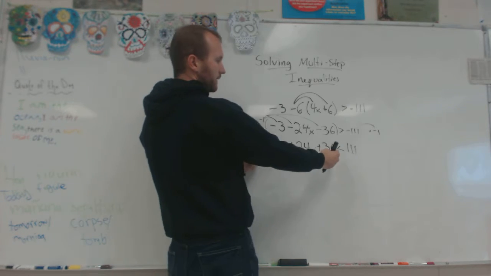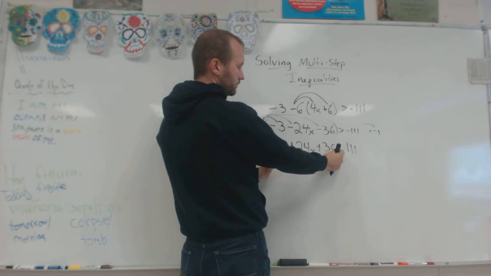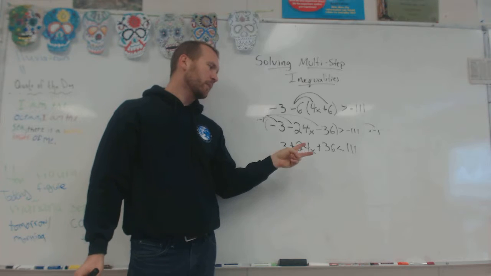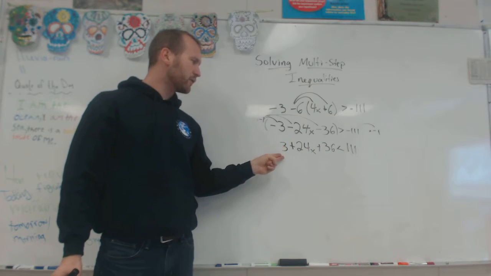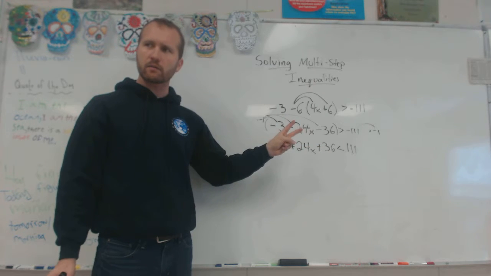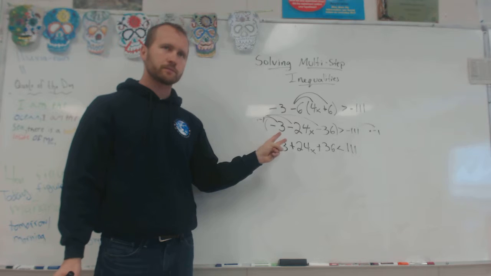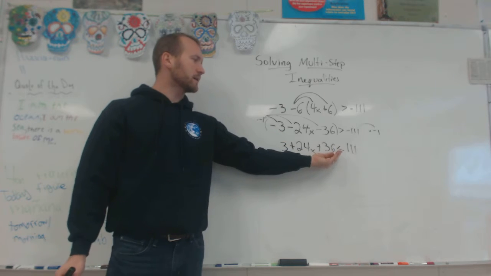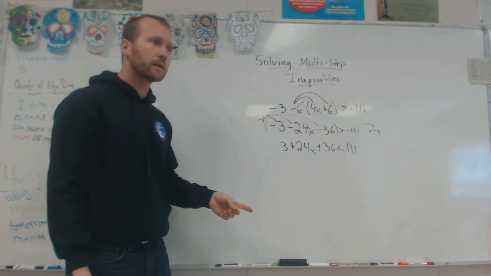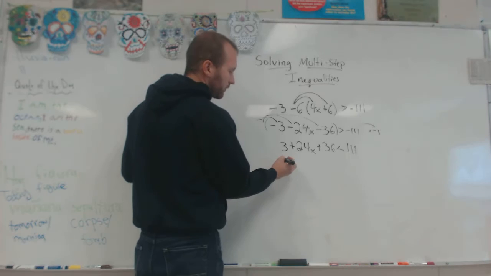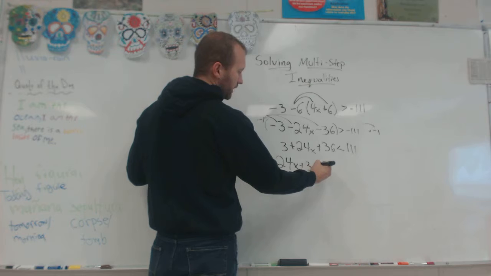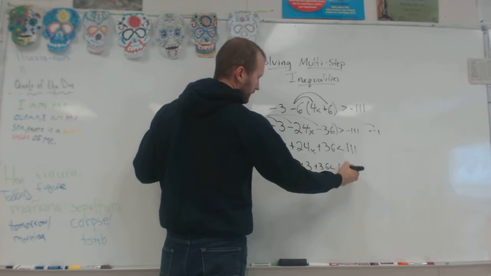What else can I do on this side of the inequality? Usually I want to just have two terms. I want to have an x term and a constant term. Why do I have three terms here? If I have more than two, I know I can combine something. In this case, what can be combined on this side? Can I combine the 3 with a 24? No. No, but I could combine. So I'm going to rewrite this using my commutative property. 24x plus 3 plus 36 is less than 111.